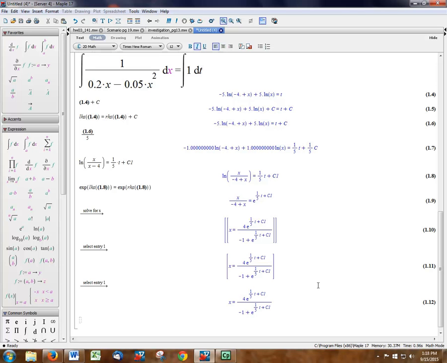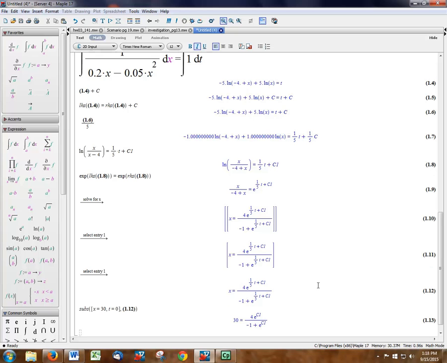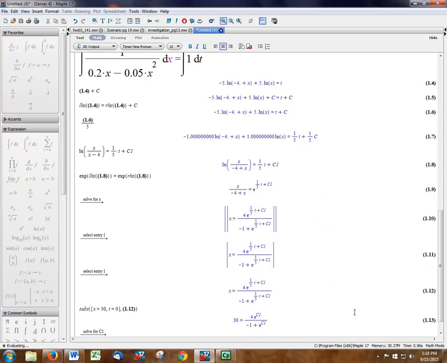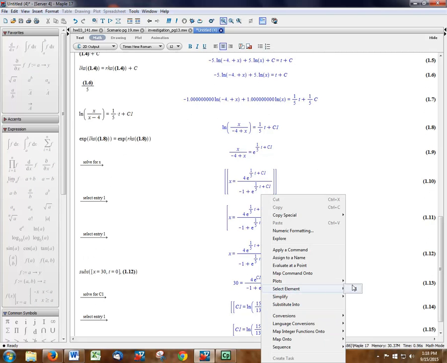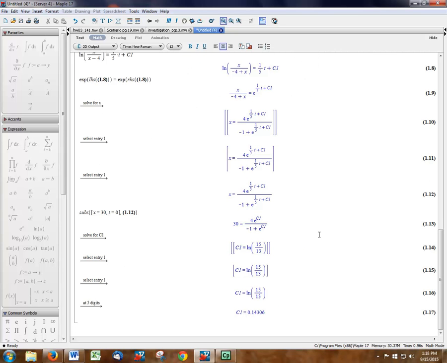We'll select 30. So I'm going to use the subs command, subs, square bracket, x equals 30, comma, t equals 0. Control L 1.12. And then that puts it in there, and now I can solve for my constant. So I'll right click on that, solve C1. C1 comes out to be this value. Let's extract that out to select ones, and then let's approximate that to 5 digits. And so C is that value.